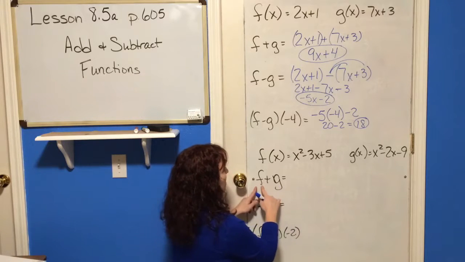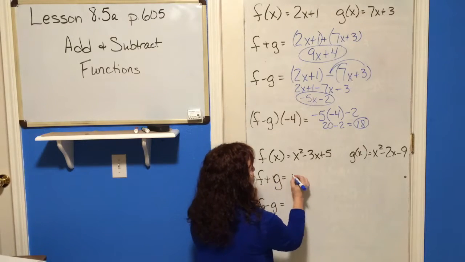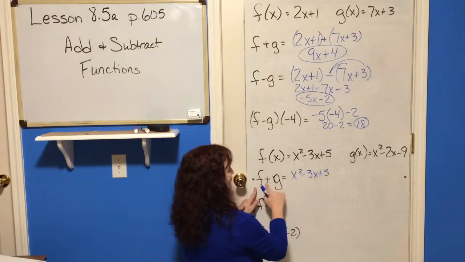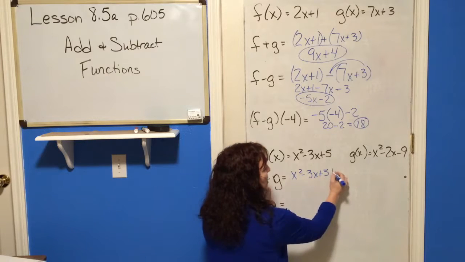All right, so you're going to start off with the function f, which is x squared minus 3x plus 5. And to that, you're going to add the function g.